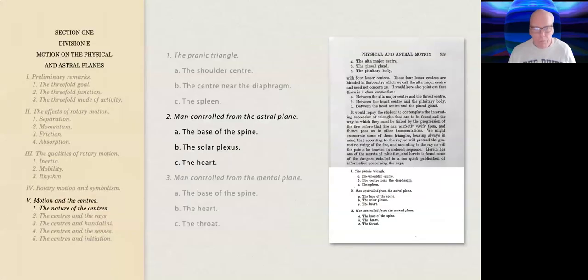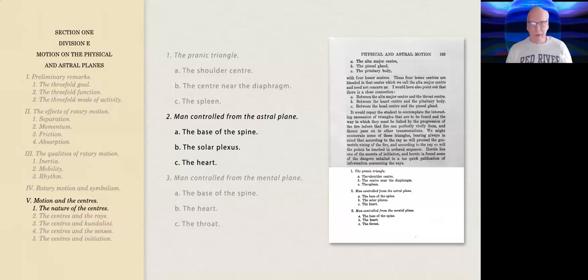Next, man controlled from the astral plane. So what he's listing here is a triangle of centers that circulate the fire, based on the level of attainment of that person, right? So at this level of attainment, which is astrally polarized man, you have these 3 centers.